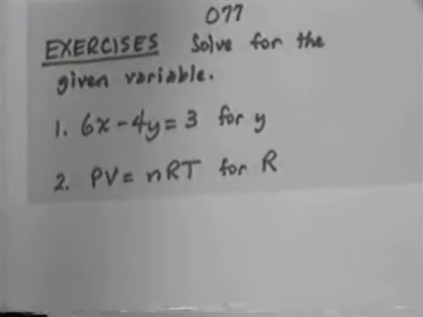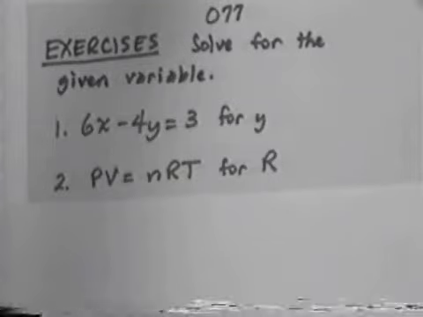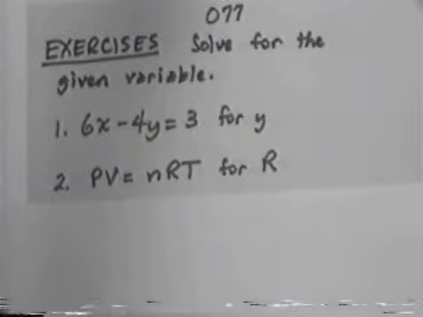Exercise 2, PV is equal to little n RT for R. All of these are capital letters except for the letter n. PV is equal to nRT for R. By the way, this is a formula from chemistry.